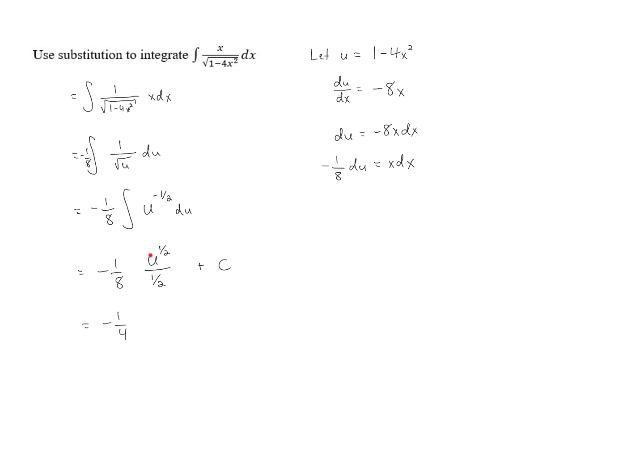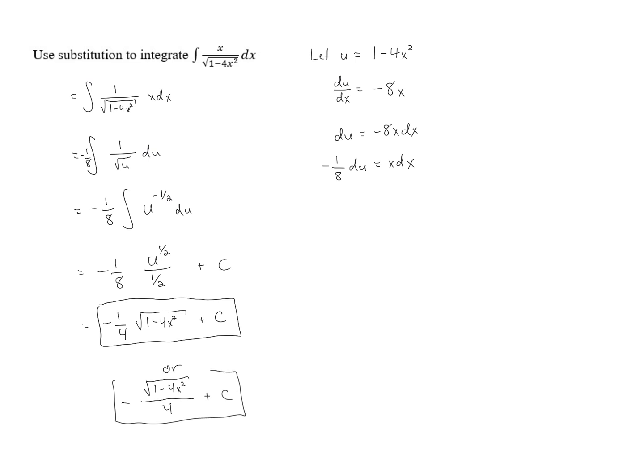And then we've got u to the 1/2, or the square root of u. And we know u is 1 minus 4x squared. And then plus that constant on the outside. And so this is what we get. Actually, it's a little nicer if we move that into one fraction. Negative square root of 1 minus 4x squared over 4 plus a constant. It's probably a little bit more nicely written that way.